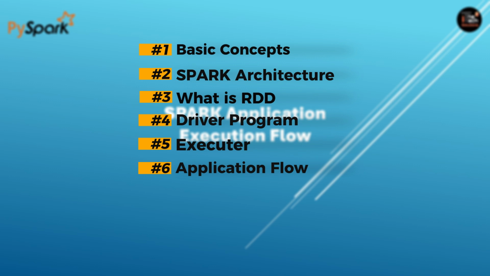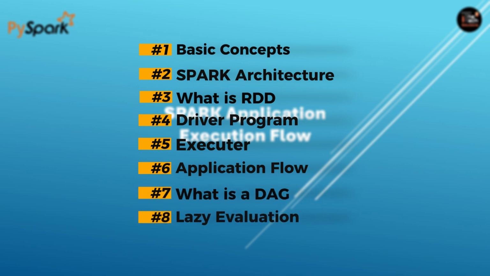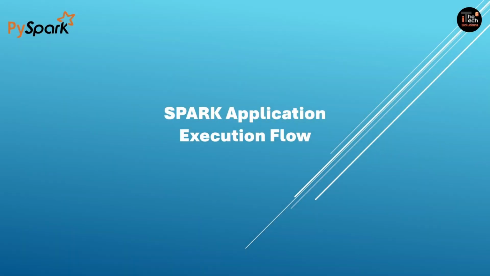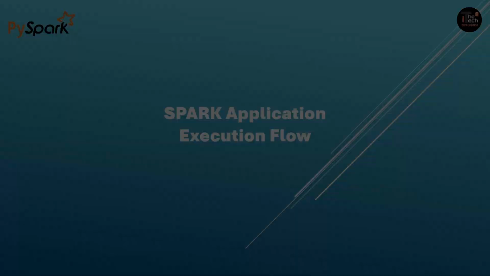We will also see what a DAG is, what is lazy evaluation, and what are actions and transformations, a basic example of it. So let's begin with an example. Before directly going to the Spark application architecture, first let's see a sample example of what happens exactly when we submit a Spark application. It will give us a little bit of insight into what happens internally, and then we will cover the different topics separately.